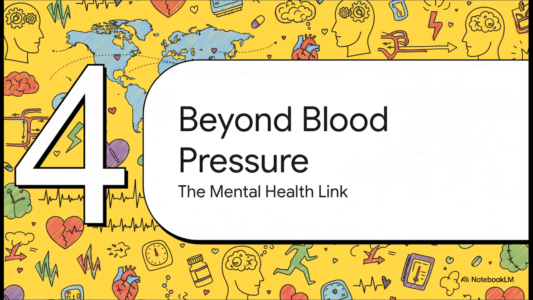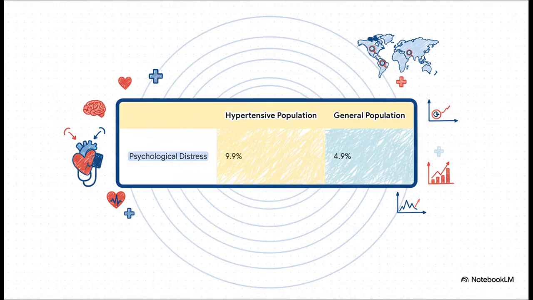A good investigator follows every single lead, and the evidence shows that hypertension rarely acts alone. It's often tangled up with other health issues, and one of its biggest co-conspirators is mental health. Take a look at this. A huge study across 9 countries in the former Soviet Union found this really stark connection. People with hypertension were literally twice as likely to also be experiencing psychological distress compared to everybody else.